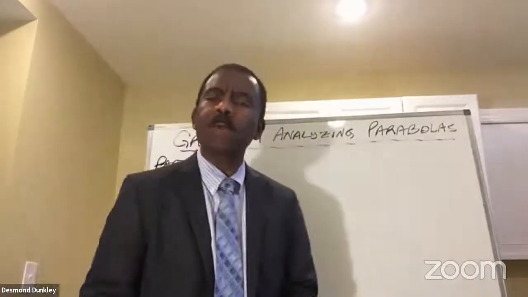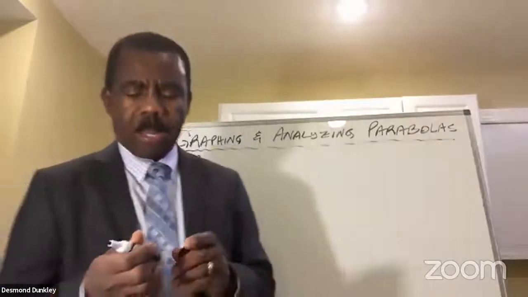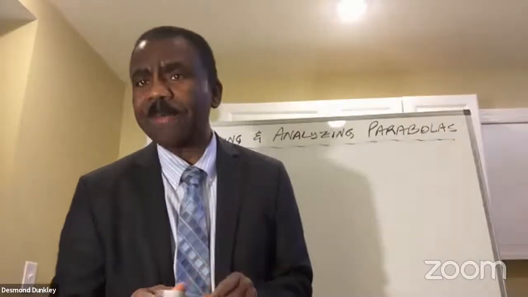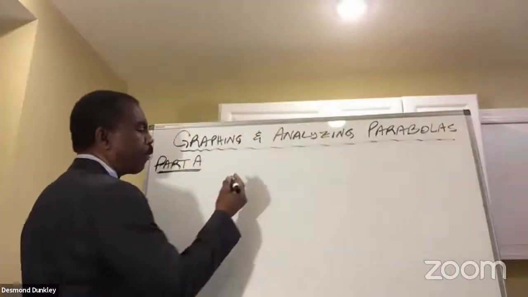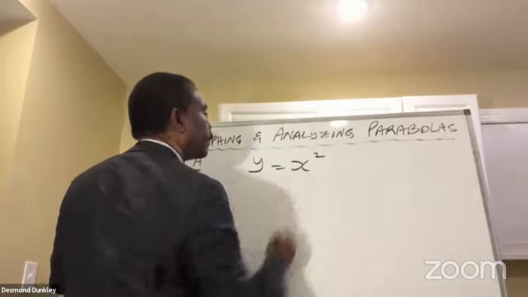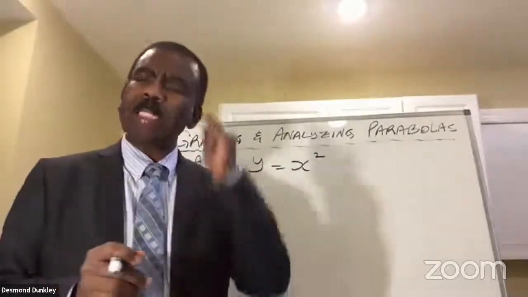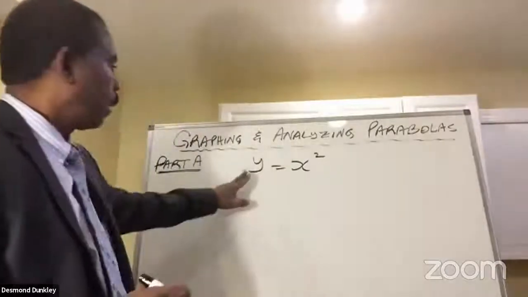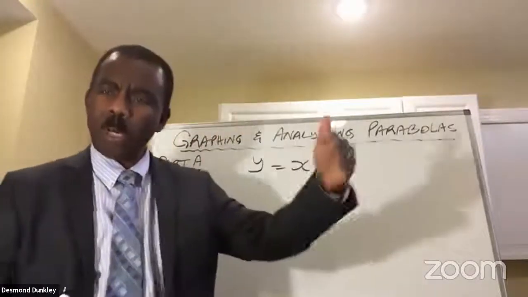So the question is, what do parabolas look like? In order to answer that, I'm going to let us do some exploration. If I ask you to draw the graph of y equal to x squared, very simple. Y equal to x squared. Look at it. Whatever x is, y is the square of it.